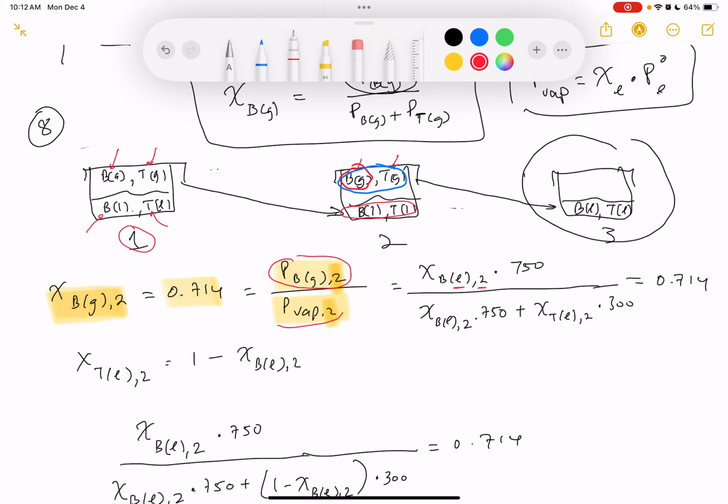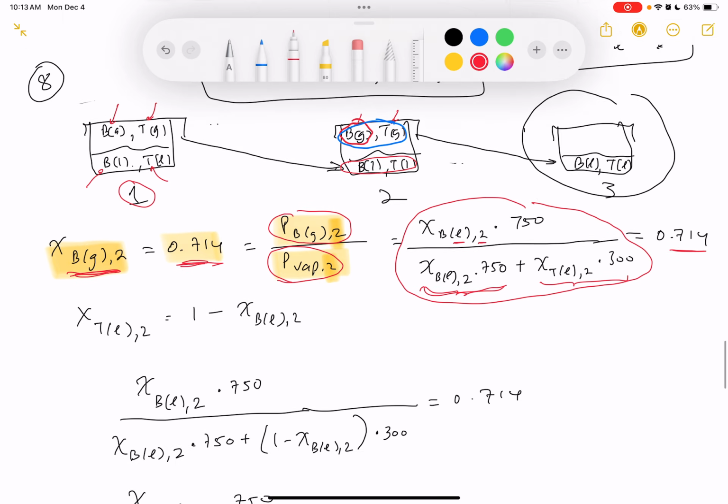The denominator is the vapor pressure of solution number 2, which is the sum of the partial pressures of both the benzene and the toluene, and they're both calculated using Raoult's law. So this expression right here is exactly the same as the numerator, right? And then the other one should be the toluene mole fraction in the liquid in container number 2 times the vapor pressure of pure toluene, which is 300. All of that whole expression right there is equal to 0.714. That's what we were told at the beginning. Okay, so don't forget that that's the information that we were given.